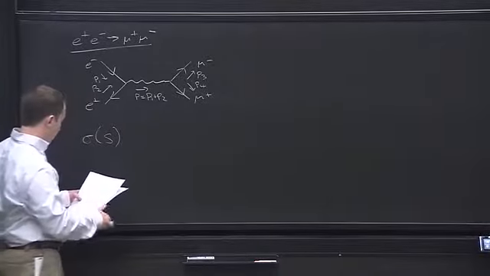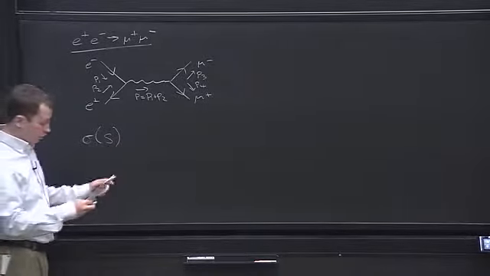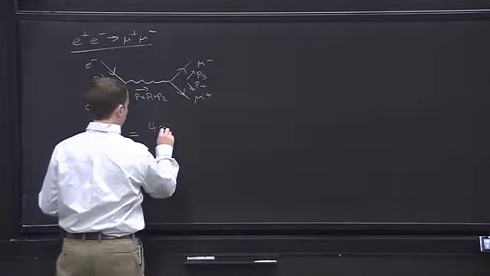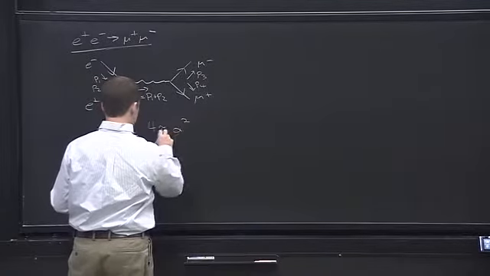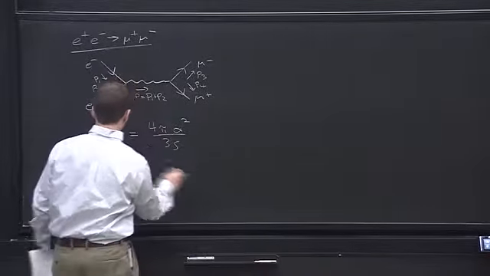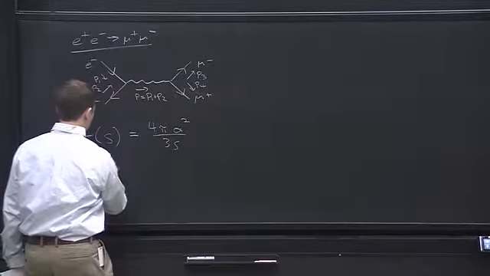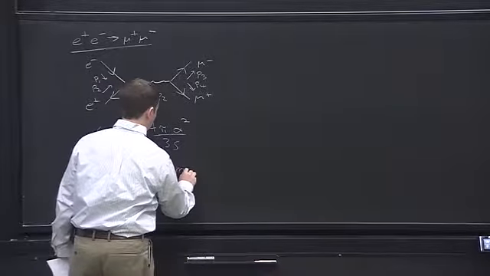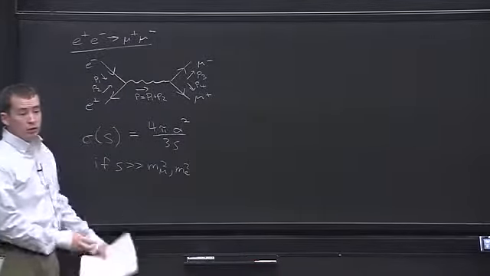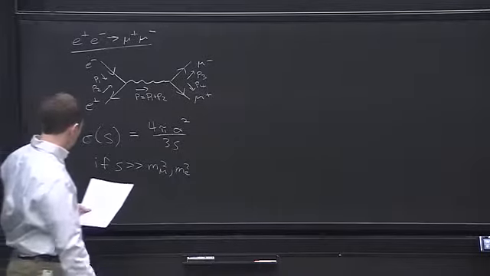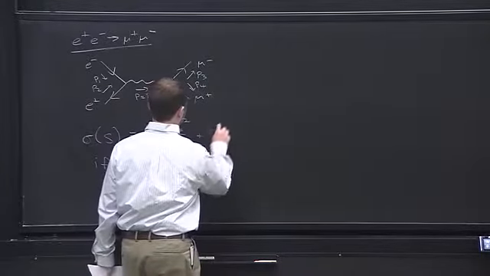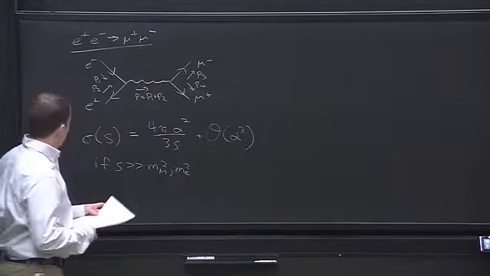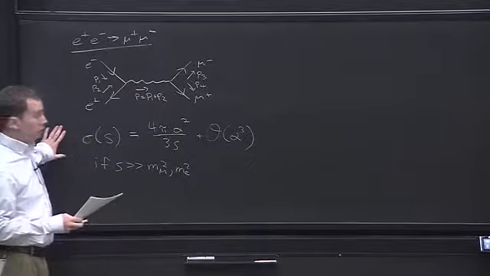The cross-section as a function of the center of mass energy squared is equal to 4 pi alpha squared over 3s. This is valid in the limits that s is much greater than the mass squared of the muon, which is much greater than the mass squared of the electron. So this is valid up to order alpha squared. OK, so that's the tree level diagram.